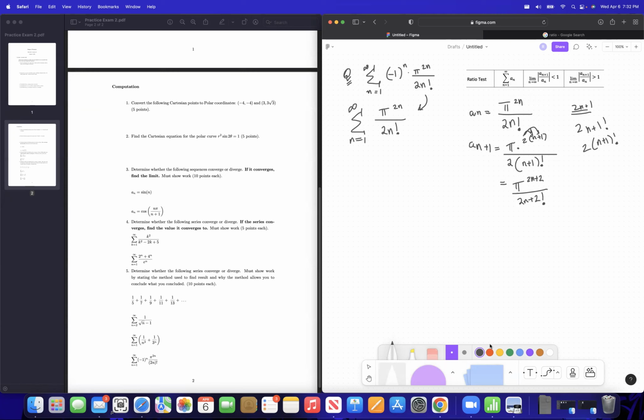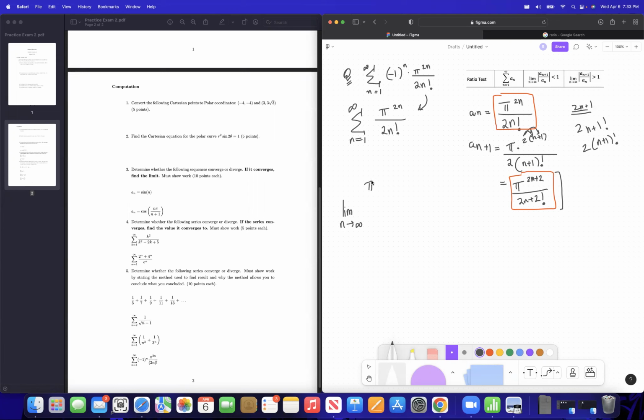Okay, so basically this is our a of n plus 1, and alternatively we have our a of n, which is this. Now, what the ratio test tells us is, take your a of n plus 1, divide it by your a of n, and you're basically taking the limit of all that. So how would that look? Well, you're doing the limit as n approaches infinity of a of n plus 1, so that means it's this guy here, right?